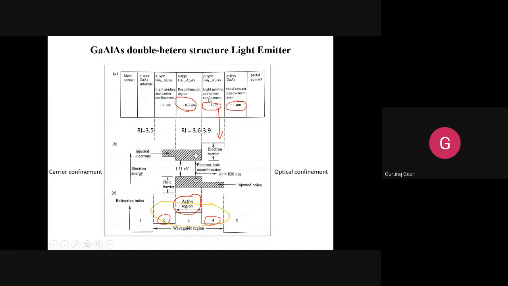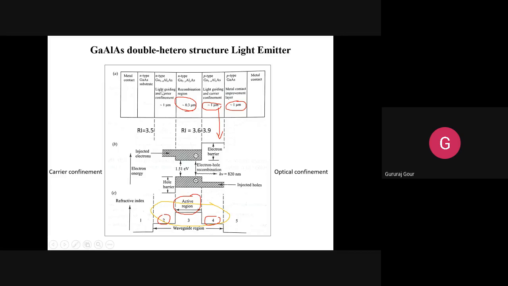These are actually labeled as light guiding layers or carrier confinement layers. These are actually known as light guiding layers. This is N type. This is the N type and this is P type. The P type doping is kept very high compared to the N type. These two are N type, and it will be the same, and the P type doping is a little bit higher than these two.